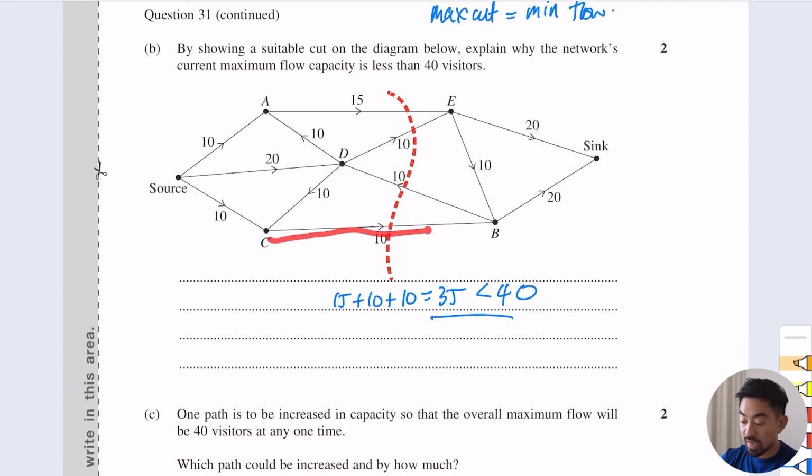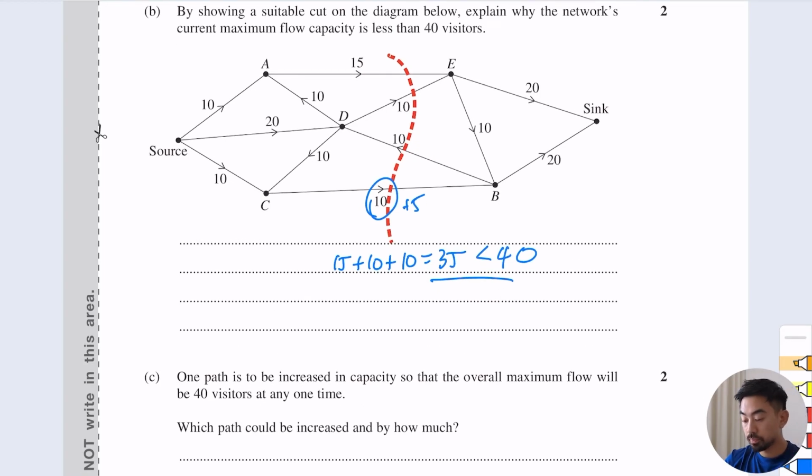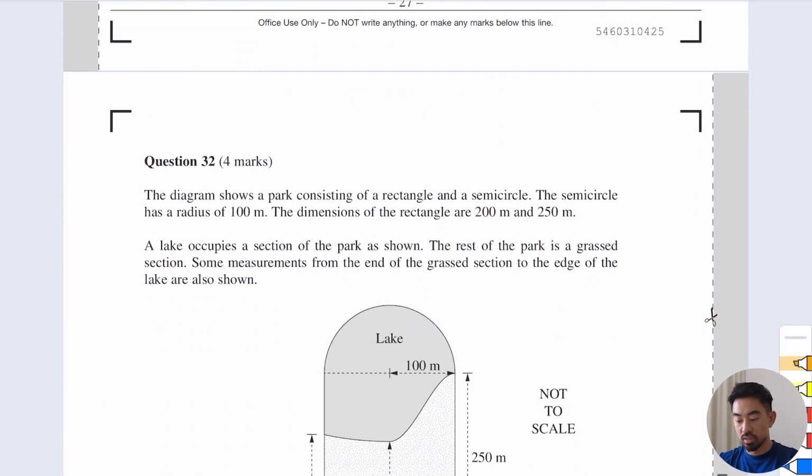So if we're looking here at CB, that actually goes into the sink at 20. So I can increase this one by 5 because there's actually room to get that through. So CB increase by 5 to match up to 40. Okay, that was a toughie. Let's keep going.